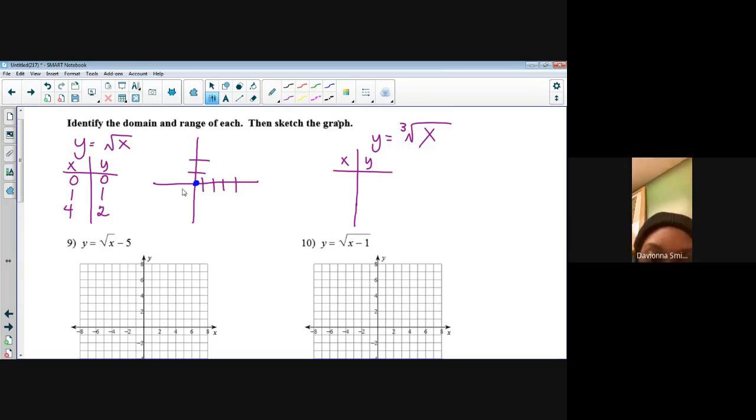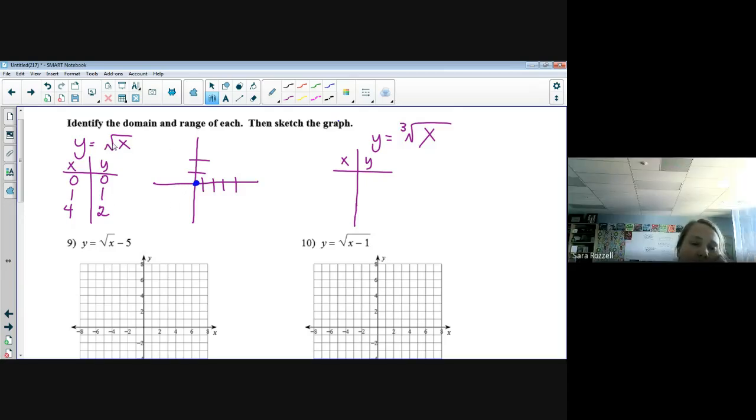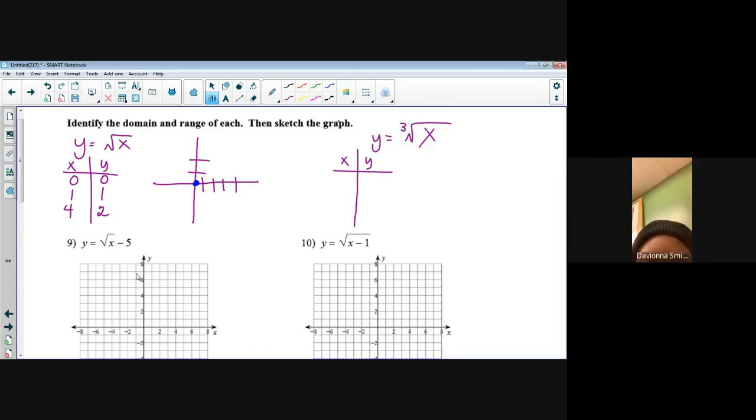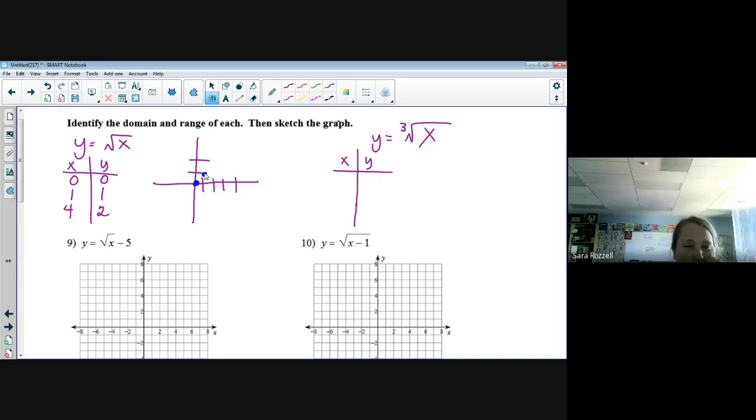You made this one up, or it goes with number 9? I mean, this is how you do the basic one. Number 9, we're going to move this one around. Okay. And then 1, 1, and then 4, 2.